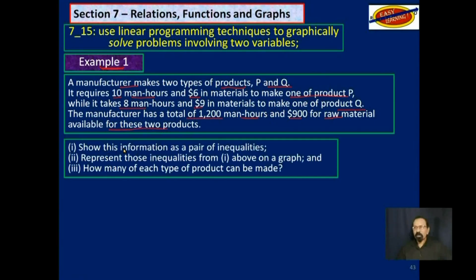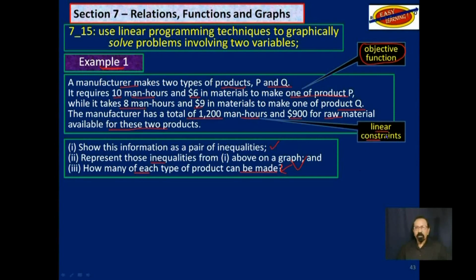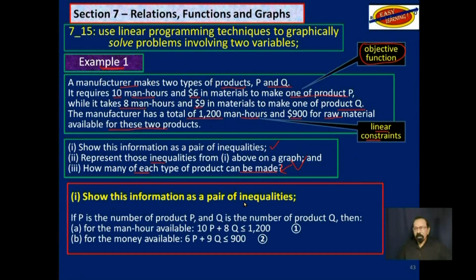So the question is, show this information as a pair of inequalities, represent those inequalities on a graph, and thirdly, how many of each type of product can be made. You understand that this one here is variable because it will be a region. So when we talk about objective function, the objective function is how many of each product to make for best profit. And when we talk about linear constraints, what are the limitations you have to make those objects? So show this information as a pair of inequalities.